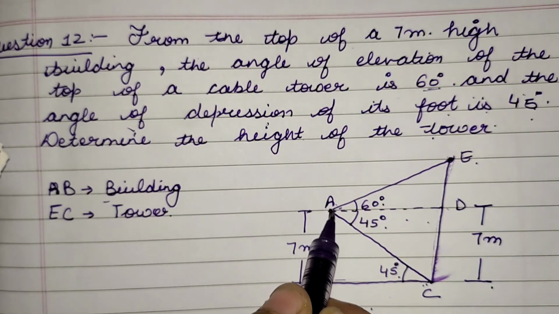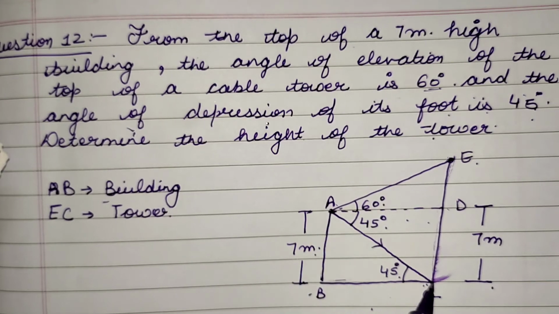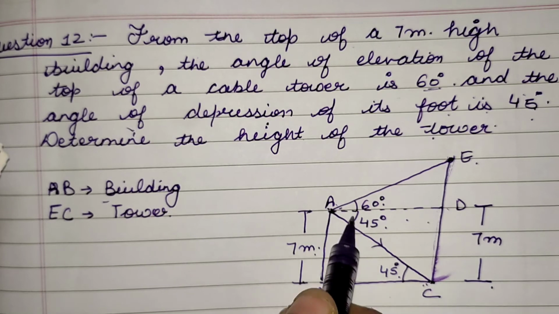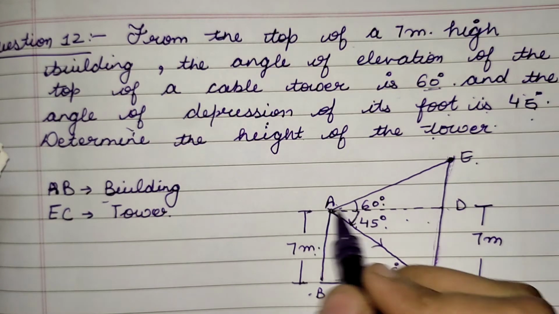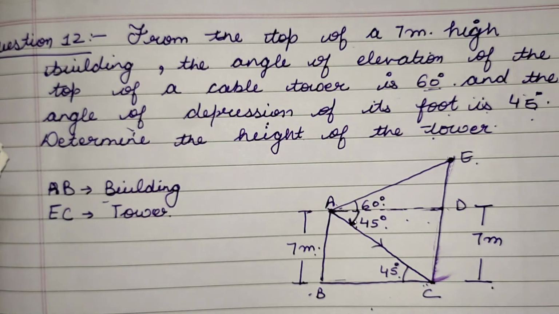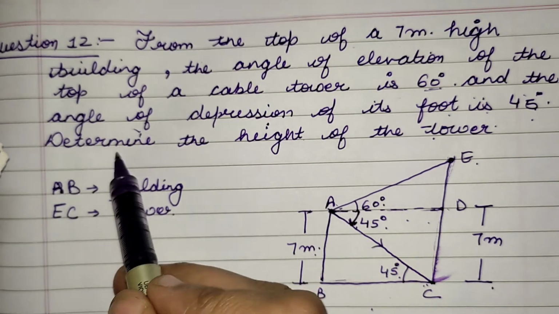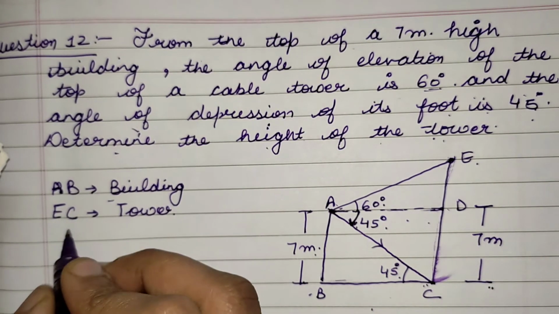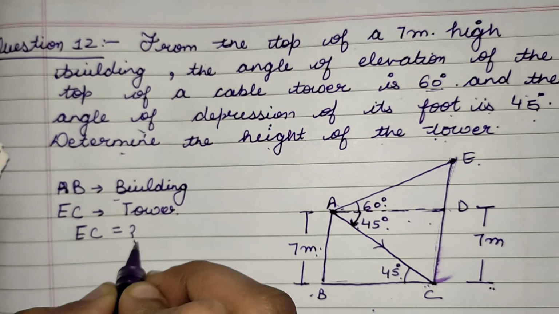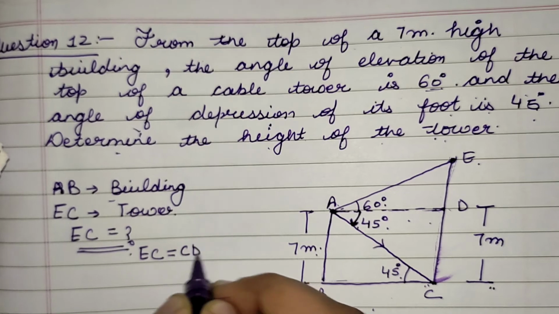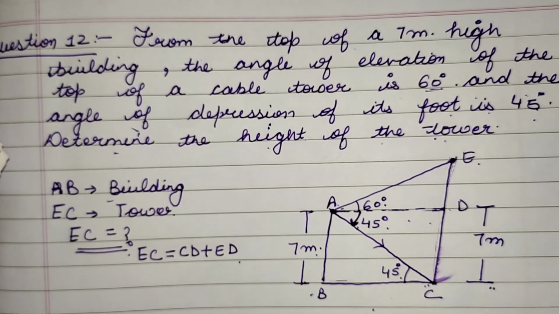So angle of depression is what? When we are seeing from top to the bottom. So from the top of the building at the bottom of the tower, angle of elevation is given to us equal to 45 degree, means angle of elevation with the horizontal line is given to us equal to 45 degree, and we have to determine the height of the tower, means we have to find out this EC is equal to question mark, and EC is what? EC is my CD plus ED.